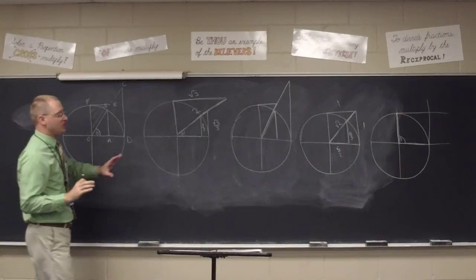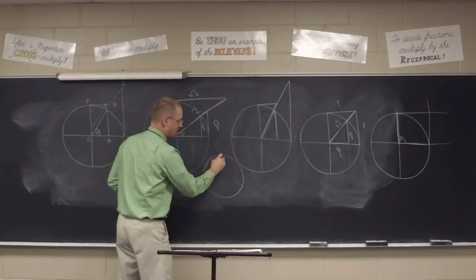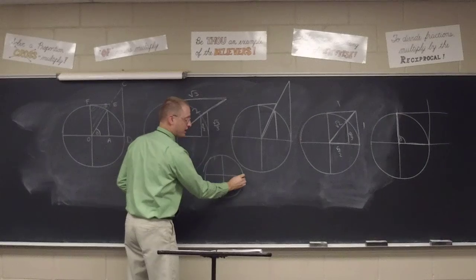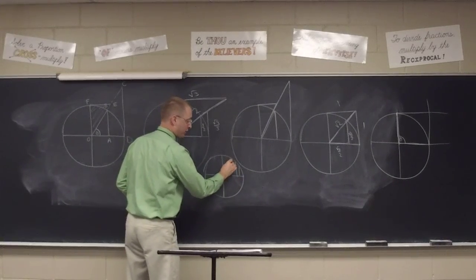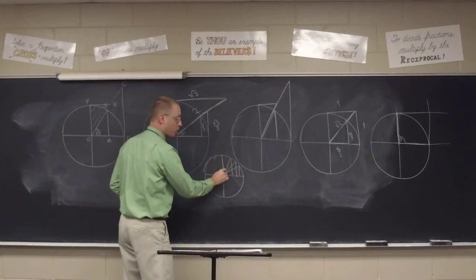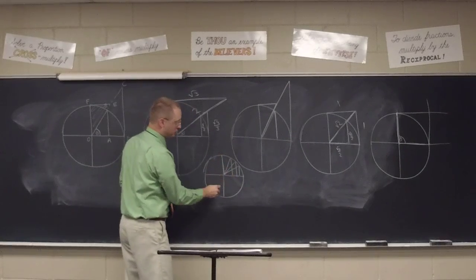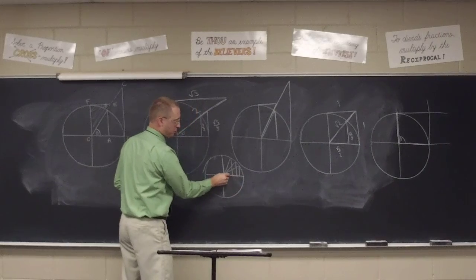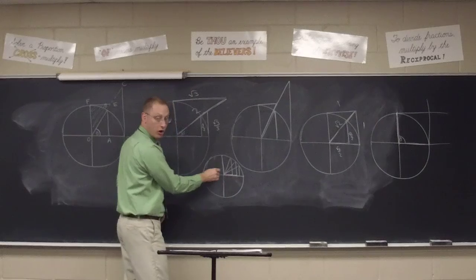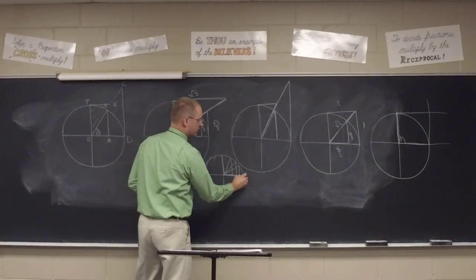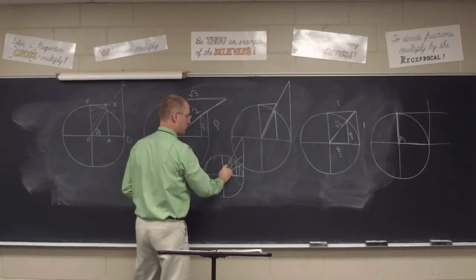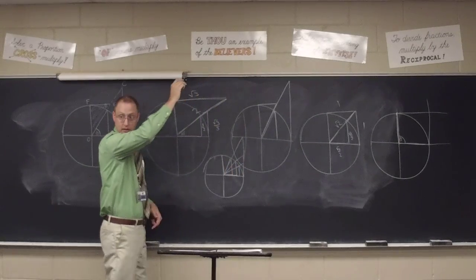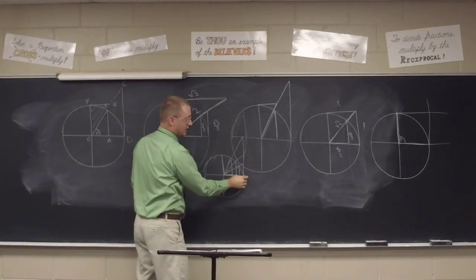But again, part of it is seeing the progression. Watch the sine: 0, a half, square root of 2 over 2, square root of 3 over 2, 1. Look at the cosine: 1, square root of 3 over 2, square root of 2 over 2, a half, 0. Look at the tangent: 0, square root of 3 over 3, 1, square root of 3, undefined.